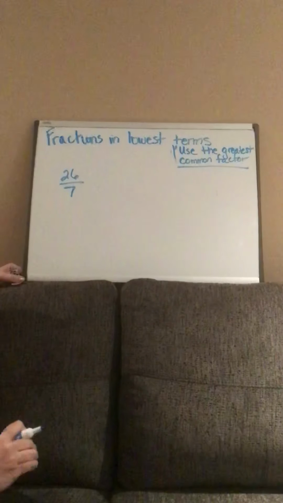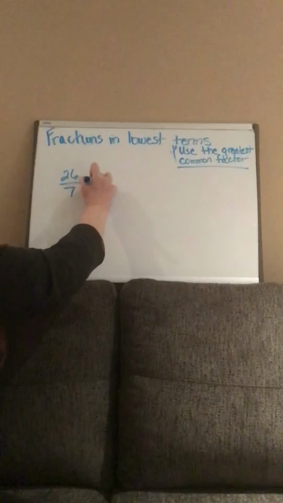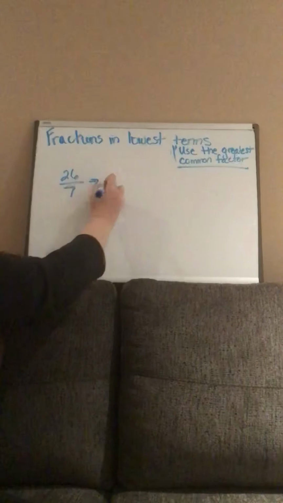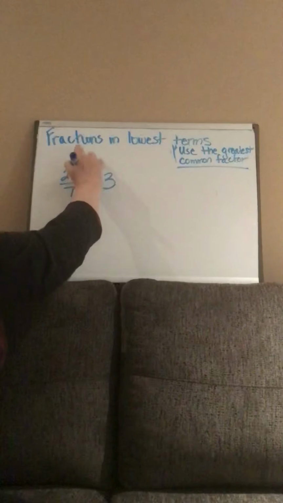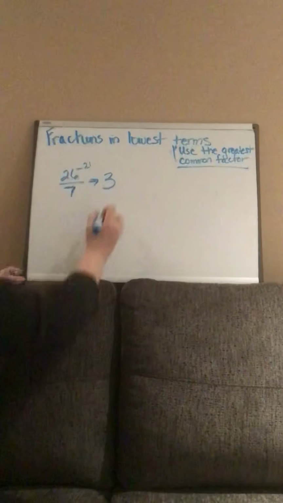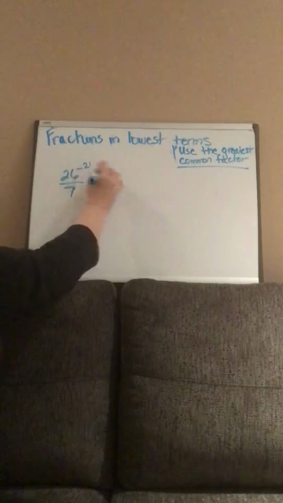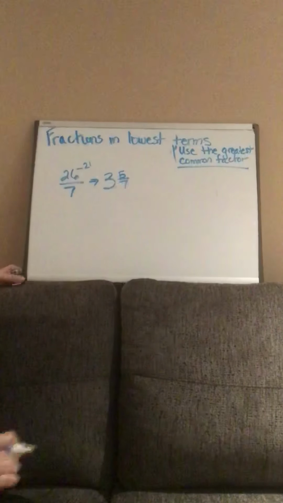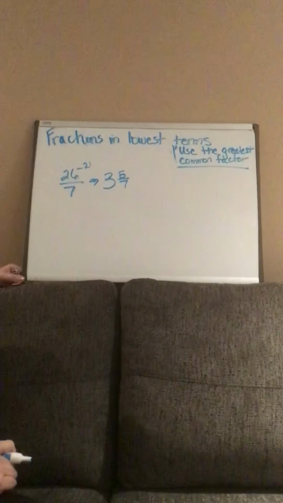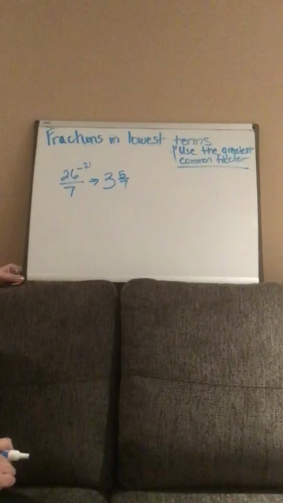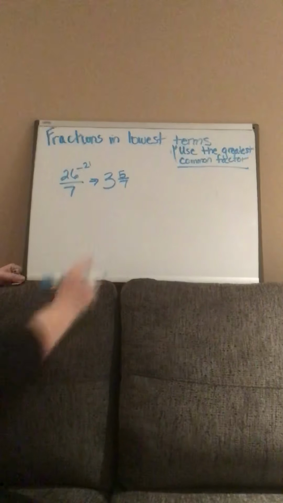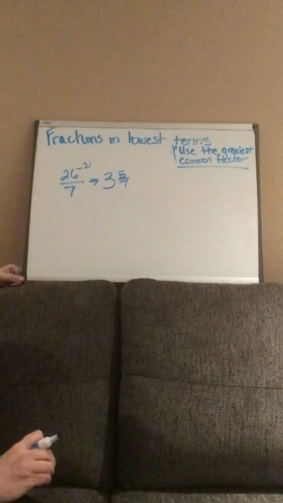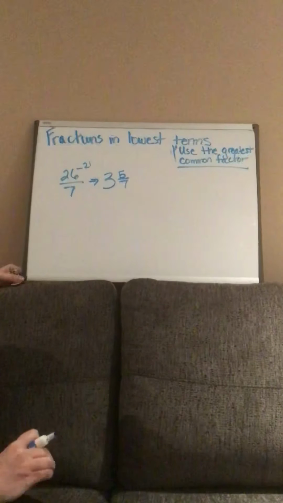I need to change this improper fraction to a mixed number. I know 7 goes into 26 3 times. I subtract 21. 26 subtract 21 is 5/7. I know that 5/7 is lowest terms because 7 is a prime number. So is 5. So I can't make them any smaller.